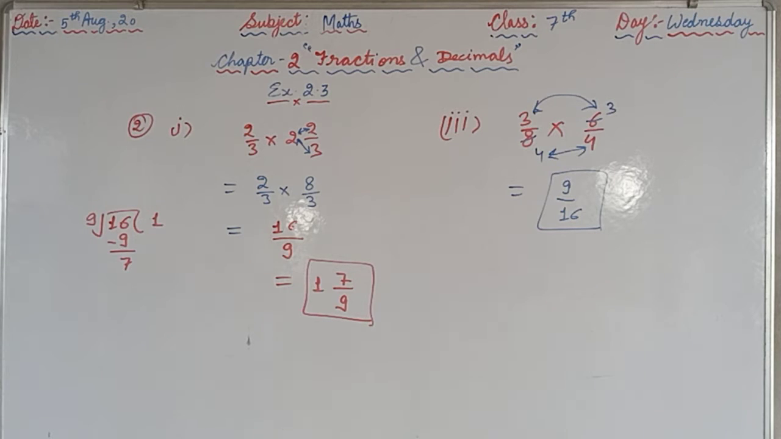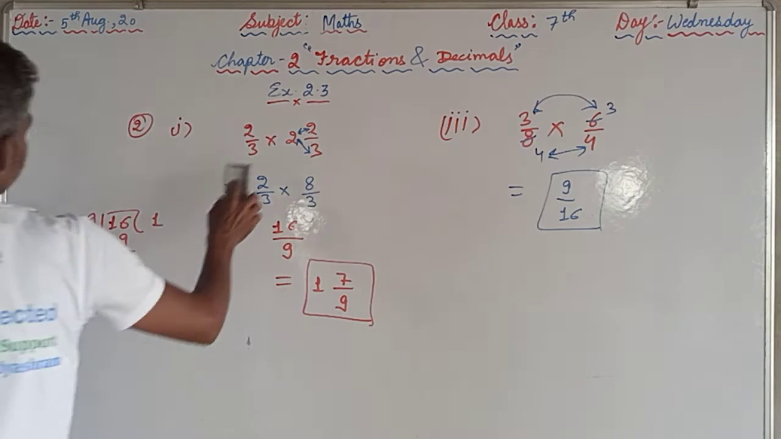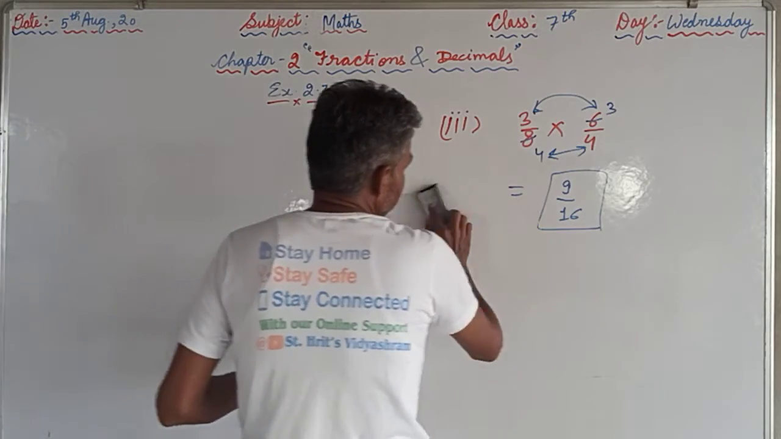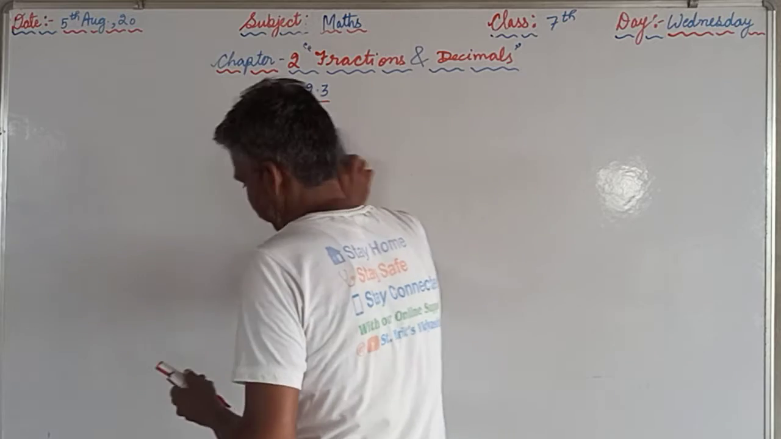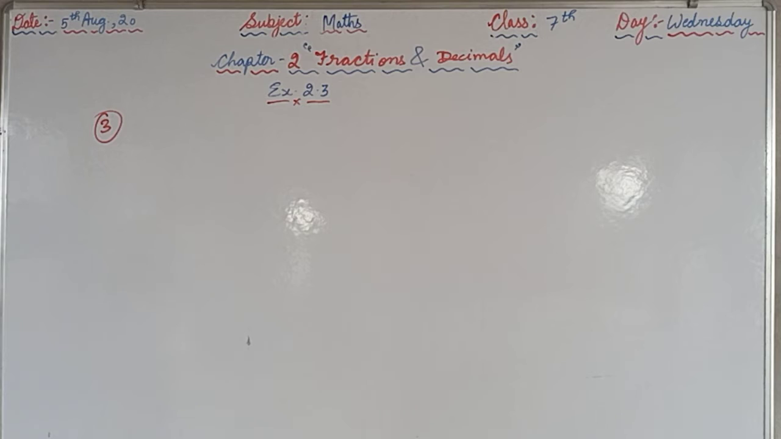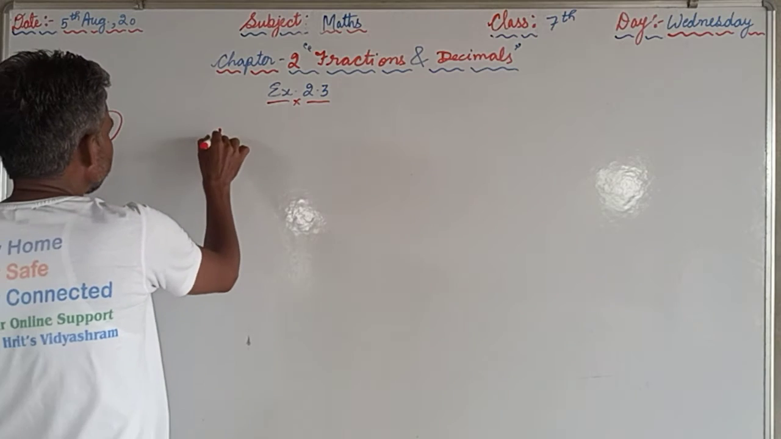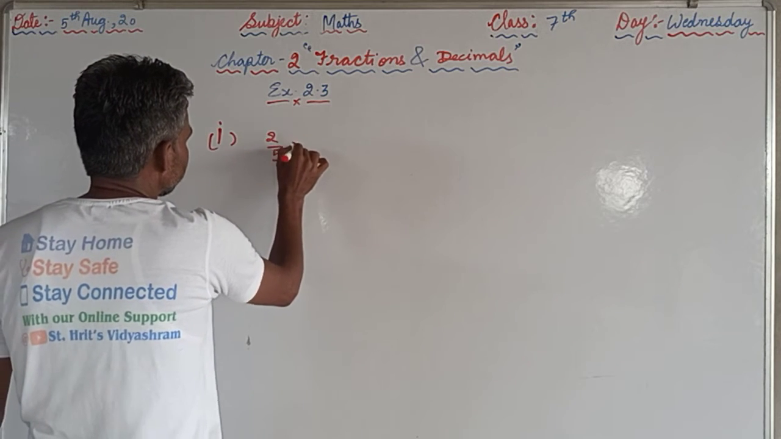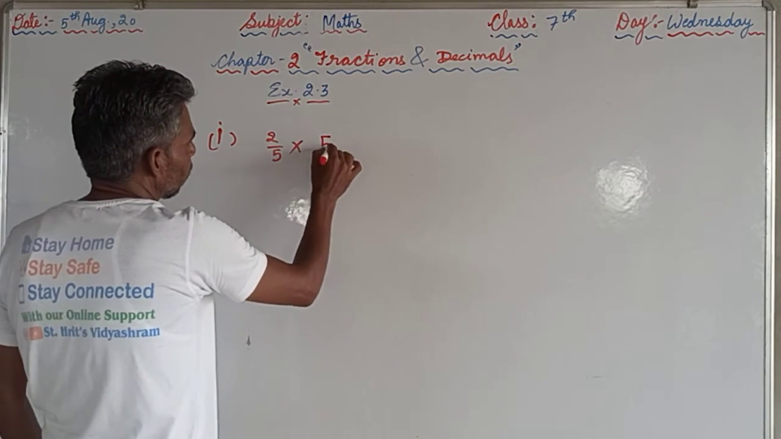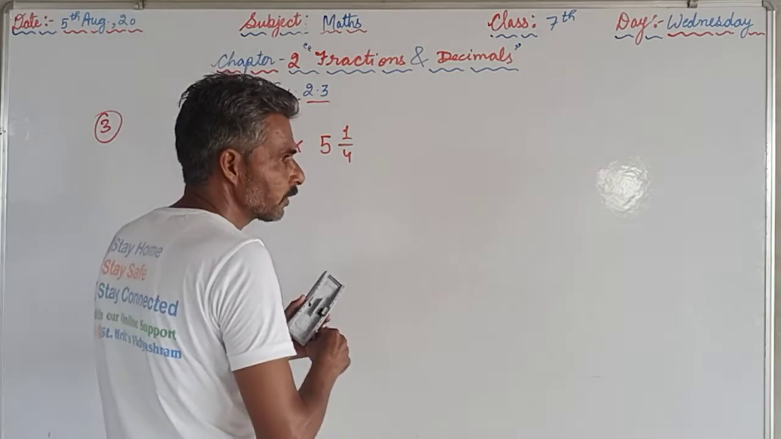Again, in question number 3 you are supposed to multiply. So we will take one part from question number 3 as well. All the parts are same, we can take any one. So that is 2 upon 5. First part is 2 upon 5 multiply by 5 and 1 by 4. The same thing we are supposed to repeat here.